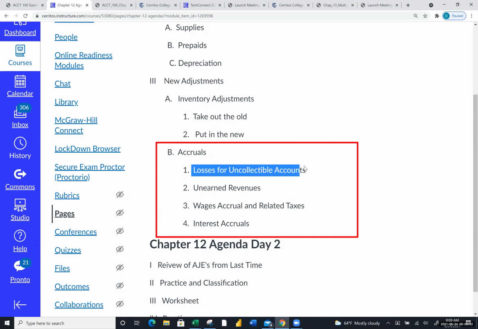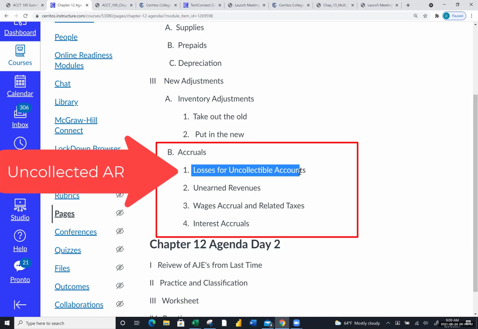One, we mentioned these yesterday. We're going to take a look at an estimated loss for the amount of money that we don't expect to collect, because not everybody that owes us money is going to pay us.